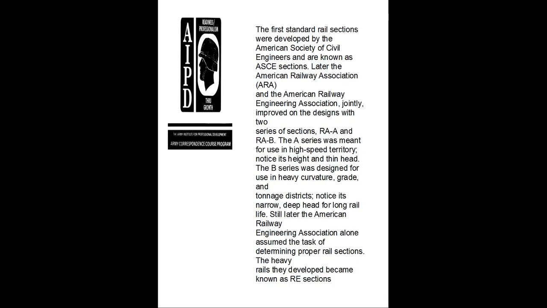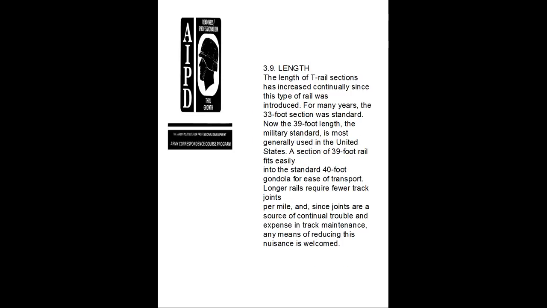The A series was meant for use in high-speed territory, noted for its height and thin head. The B series was designed for use in districts of heavy curvature, grade, and tonnage, noted for its narrow, deep head. Still later, the American Railway Engineering Association assumed the task of determining the proper rail section, the heavier the rail, developing what are known as the RE sections.